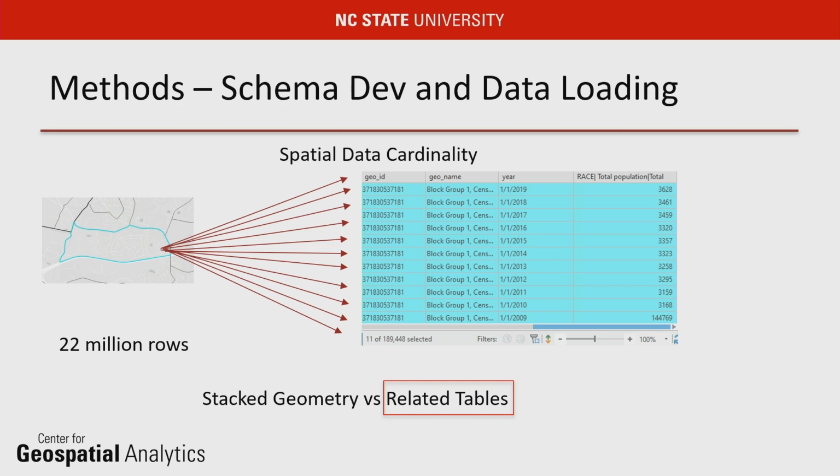So obviously, we don't want to go the stacked geometry route, and so we wanted to go with related tables. And that's fine, but if you're going to do some SQL joins with this data, we end up with 22 million rows in the database. That's going to be a lot of SQL, right?